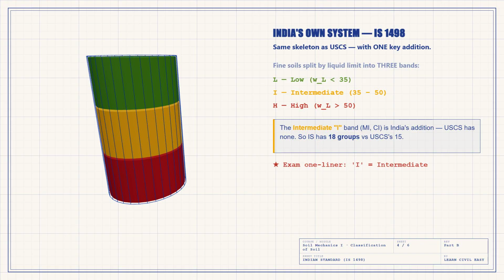So while USCS has 15 groups, the Indian system has 18, and here is a favorite exam one-liner, so do remember it. The letter I in IS soil classification stands for intermediate.